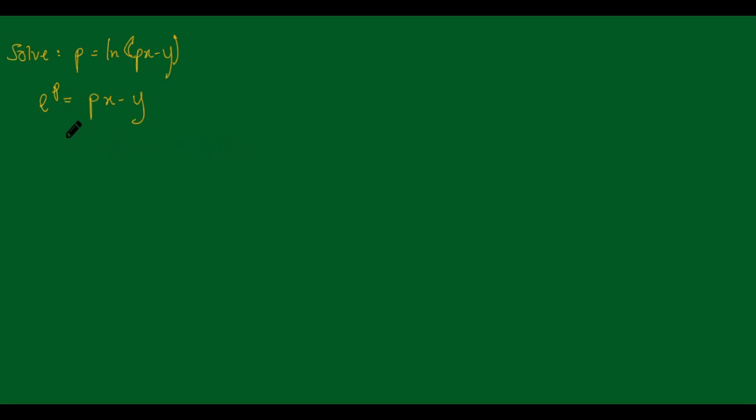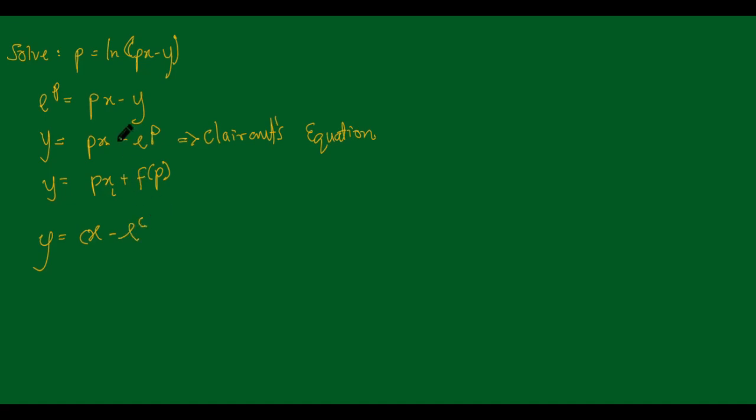So you can further simplify this to be y = px - e^p. And this looks like the same form as px plus a function in p, where the function in p is negative e^p, and px remains the same. So since this is the form of the Clairaut equation, we can easily substitute a constant for p to get our answer. So now y becomes cx - e^c. And this is going to give us the solution of the differential equation.